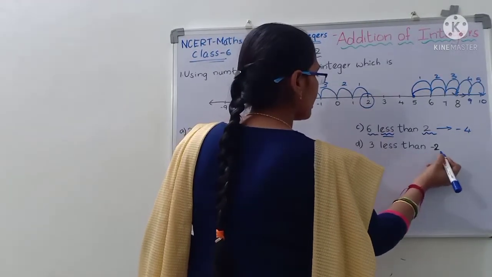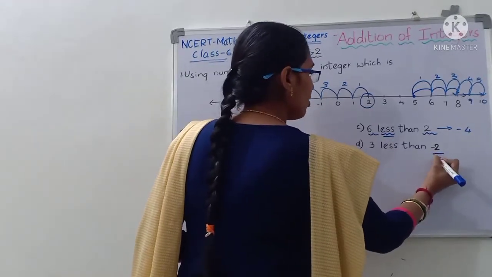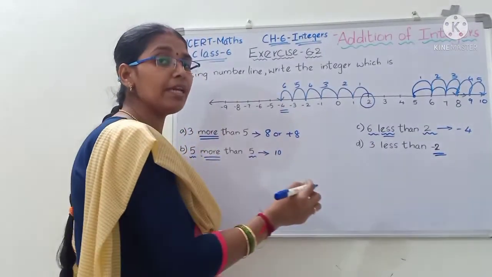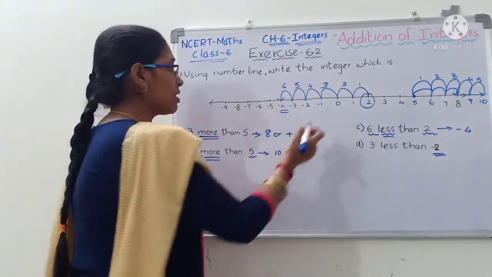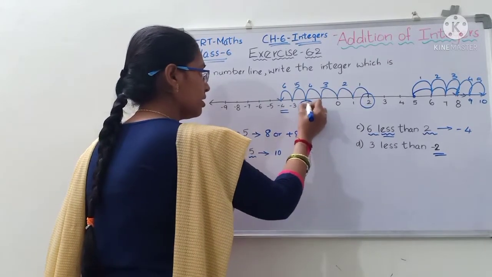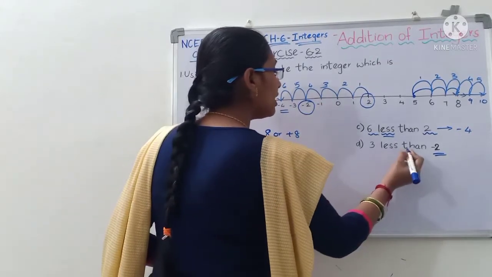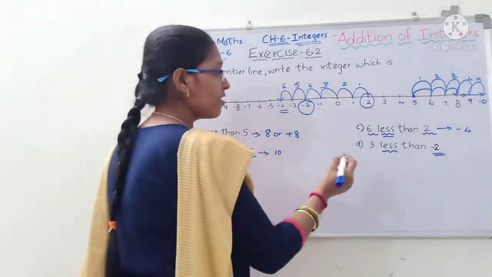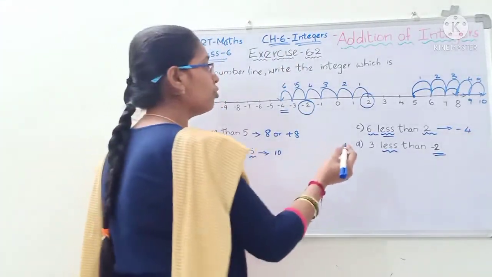Next question. 3 less than minus 2. It is given minus 2 here. First find where is minus 2. It is a negative number. So, it will be on the left side of 0. Minus 2 is here. And they are asking 3 less than. Less than means you should move left side. Yes, the value will get decreased. So, you should move left side.